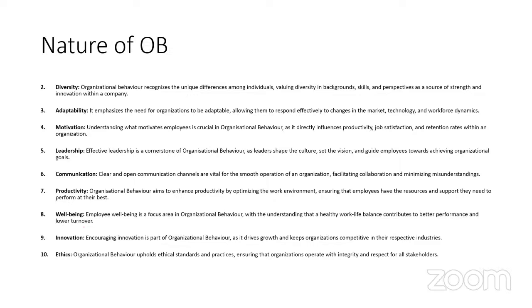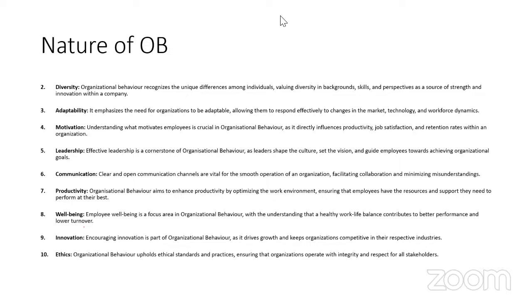Right? No organization can say that I will only try to improve the professional well-being of my employee, personal well-being is not important for me. No organization can say that, right? So that is about the nature of OB.